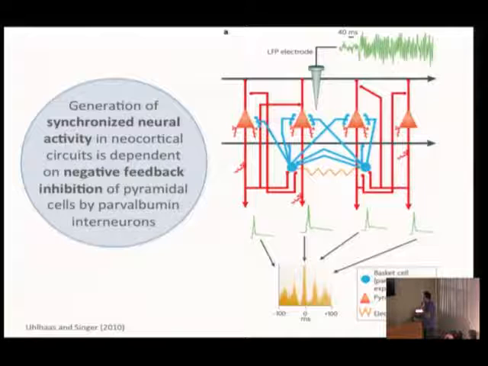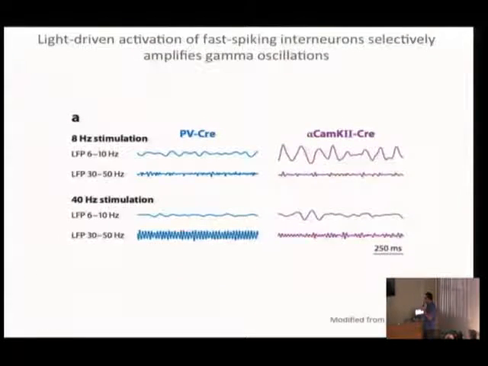And one important thing is, how do we test this mechanism? So Cardin et al.